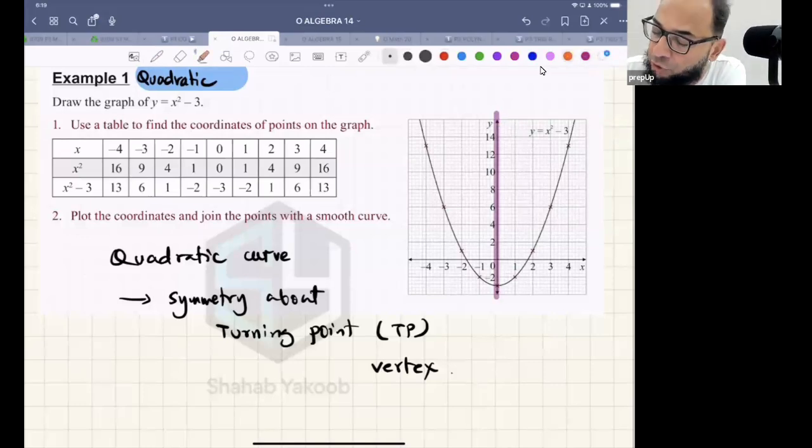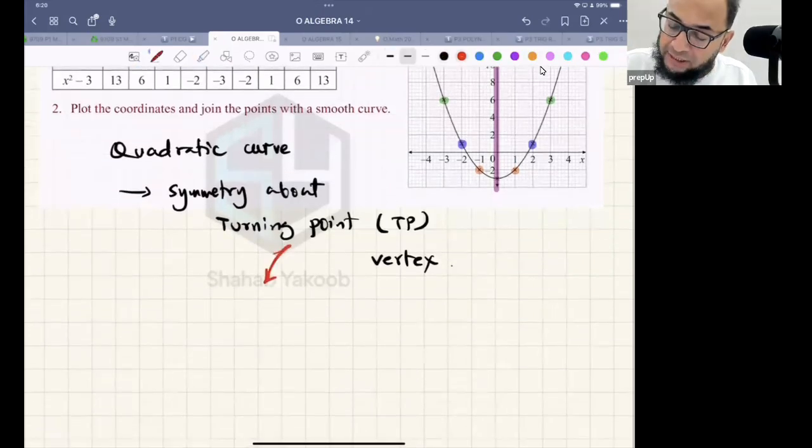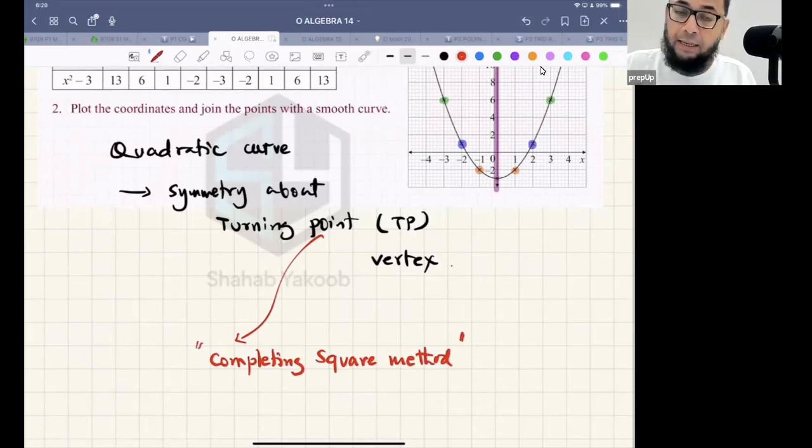So let me focus on the points. This value and this value have the same height below or above the x-axis. These two have the same height. These two have the same height. And these two have the same height. So that is what we mean by symmetry. Now, how would we calculate this turning point? That we will study, and that will be part of the completing the square method. So at least 3-4 classes will be there in order to complete all these things.